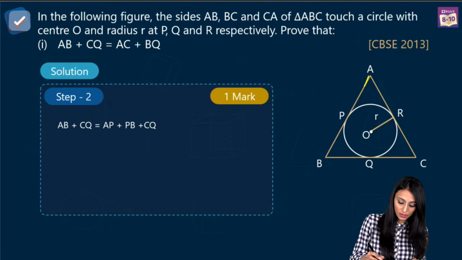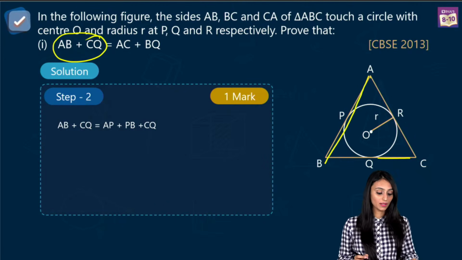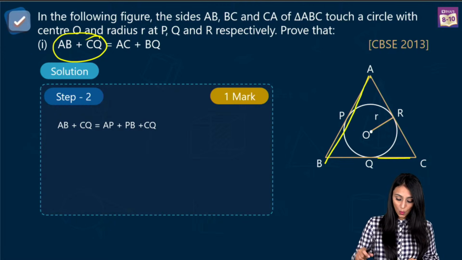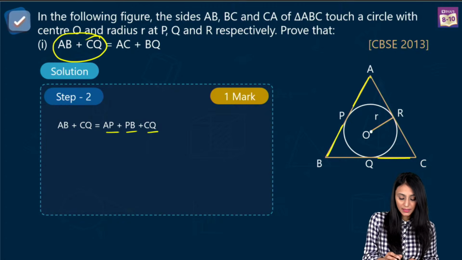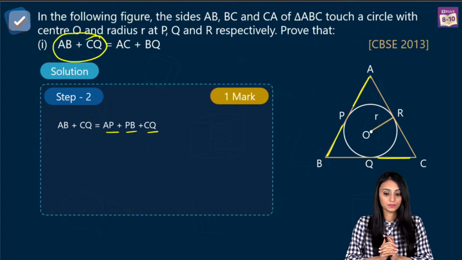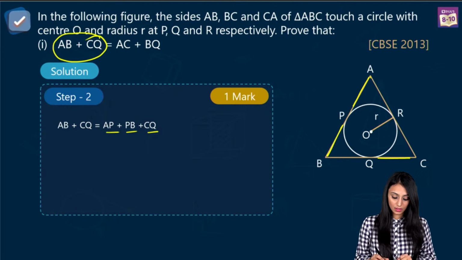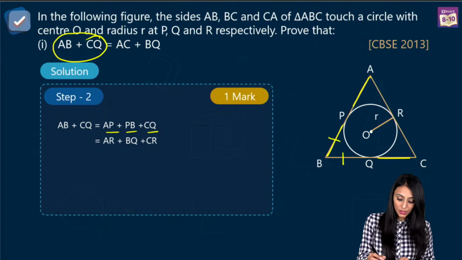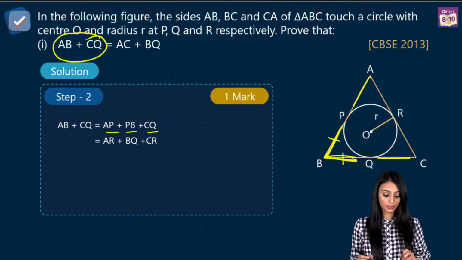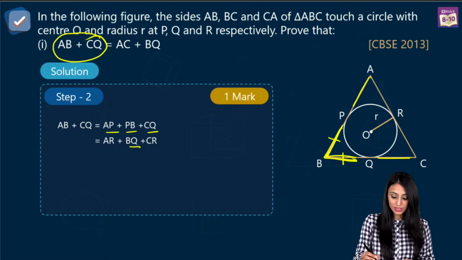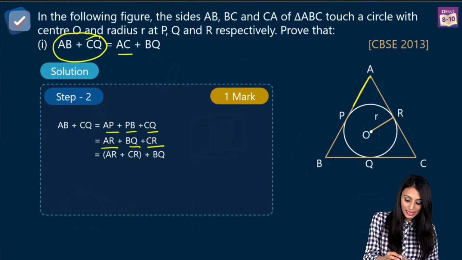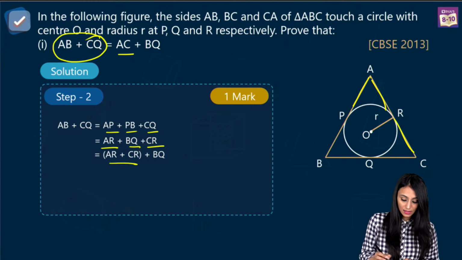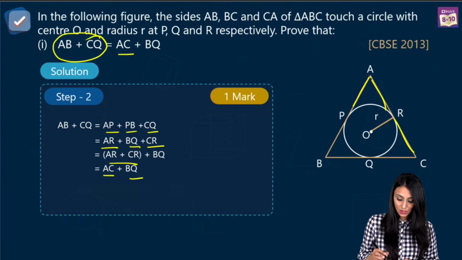Now, if you talk about AB and CQ, I'm using the left hand side of this. AB can be written as AP plus PB, and CQ as it is. We have just expanded this. PB and BQ are already equal, as we just said that lengths of tangents drawn from an external point are equal. So PB could be written as BQ, and CQ could be written as CR. So AR plus CR, what do we need? We need AC. So AR plus CR is going to be AC plus BQ, and that's what we were supposed to prove here.